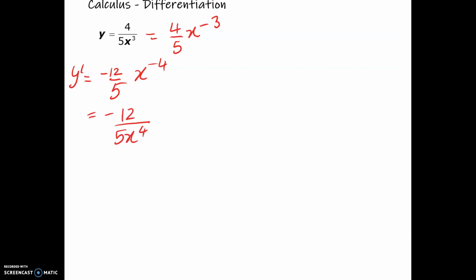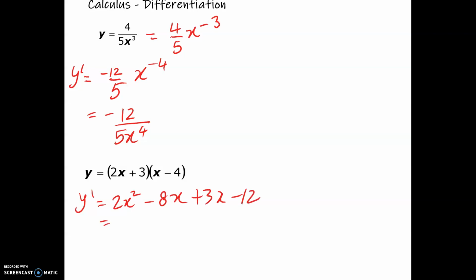Okay, now if you had a function which was not simplified yet, the first thing you'd want to do is expand it and simplify. So y in this case is 2x squared minus 8x plus 3x minus 12, and then simplify it further, 2x squared minus 5x minus 12.